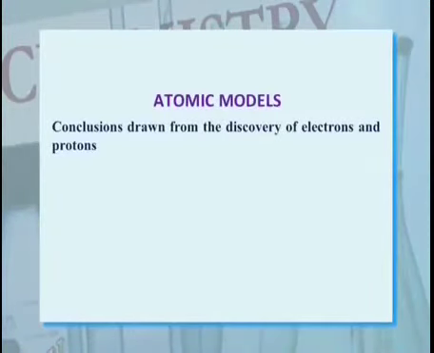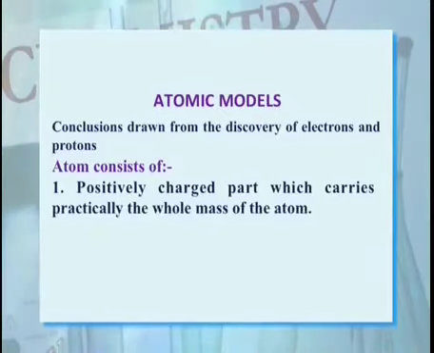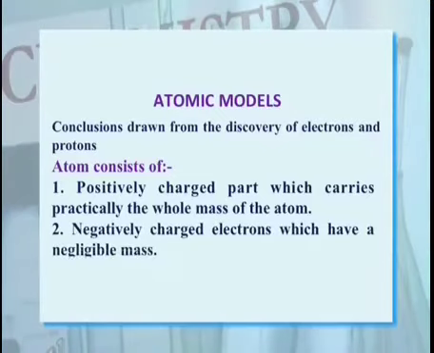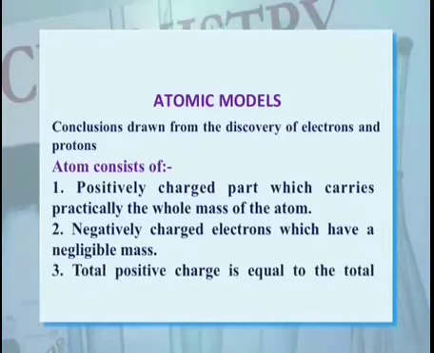Atomic models. Conclusions drawn from the discovery of electron and proton. First, atom consists of positively charged particle which carries practically the whole mass of the atom. Second, negatively charged electrons which have a negligible mass. Third, the total positive charge is equal to the total negative charge.